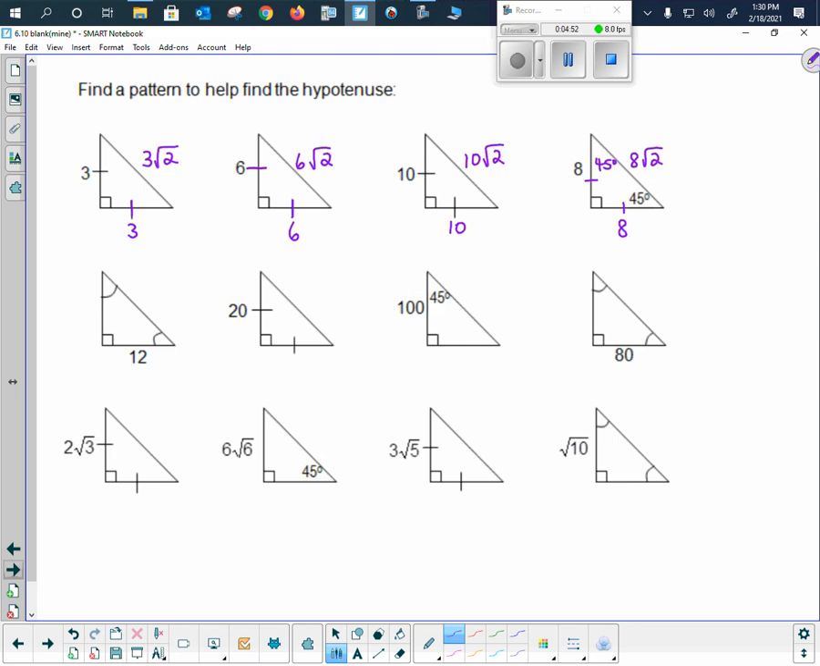Why don't you turn it off and try the entire next row for yourself. But make sure that you are asking yourself if it's a 45, 45, 90 first.